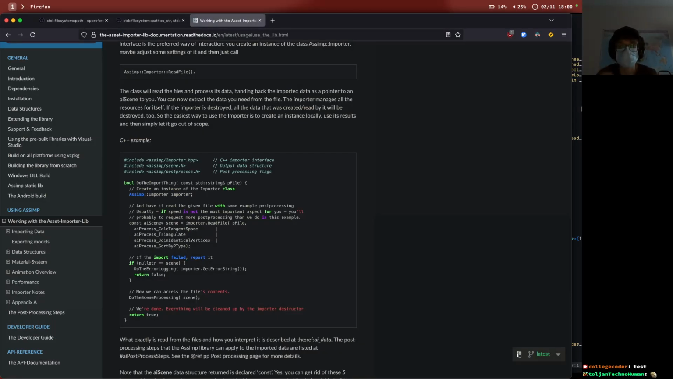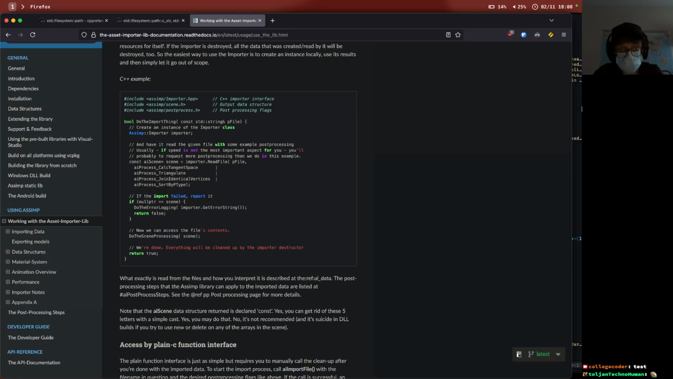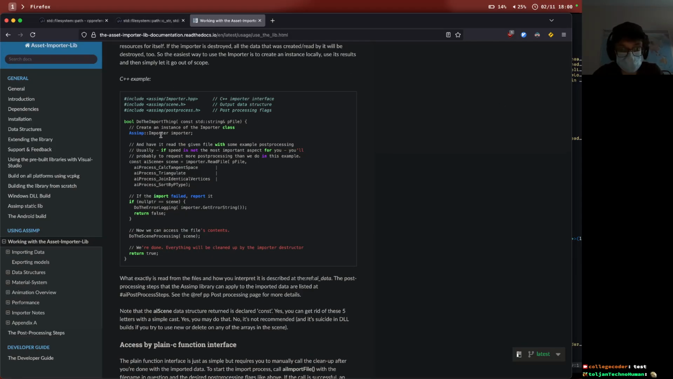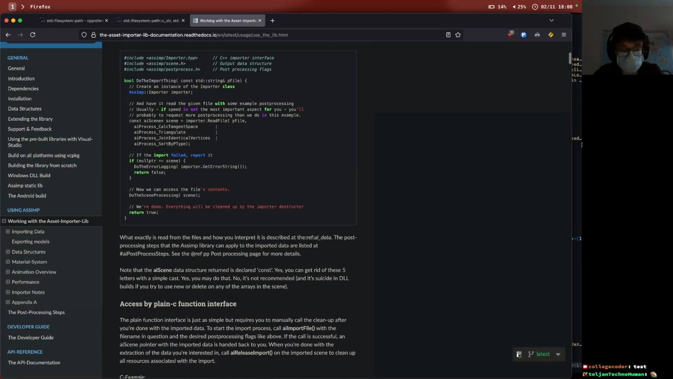We're just going to extract data and store it in our own data structures for the vertices and the indices data on the model. If the importer is destroyed, the data that was read by it will be destroyed too. So the easiest way to use the importer is to create an instance locally, use its result, and simply let it go out of scope. So perfect example of resource acquisition is initialization. That's what I like to see. The example is literally what we are doing. In fact, that's exactly what we do in the library. We get our importer instance, we call read file with our file, and all of the bit flags with the bitwise OR.